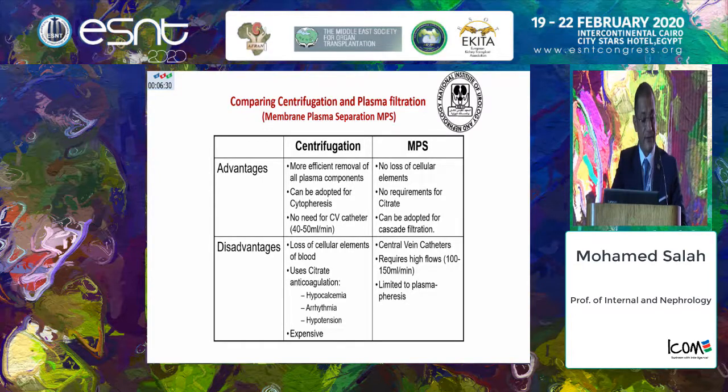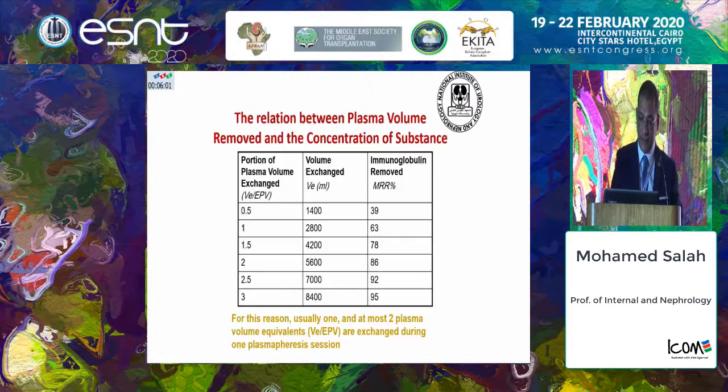for cascade filtration. While the disadvantages for centrifugation are the loss of cellular elements of blood, use of citrate anticoagulation, hypocalcemia is very common, arrhythmia again, and hypotension are prominent, and it is a bit expensive. While in membrane plasma separation, central vein catheters are required because it requires higher blood flow, not less than 100 to 150 milliliter per minute, and it is limited to plasmapheresis.